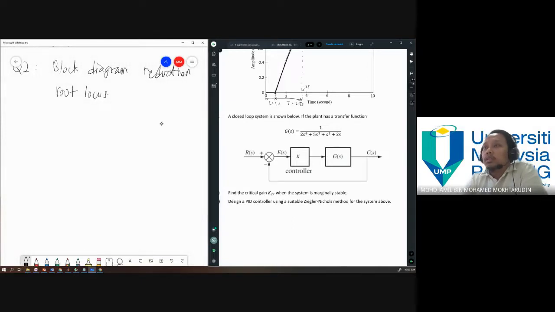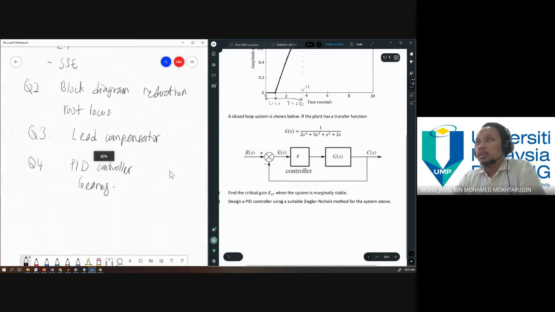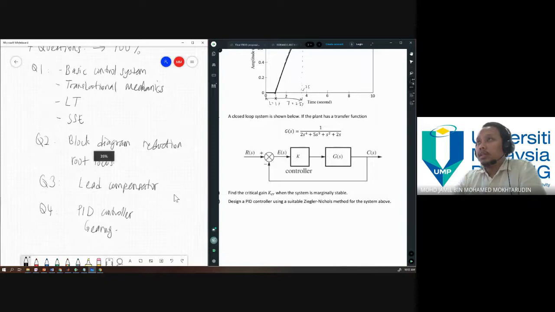Question 3, lead compensator. And question 4 is about PID controller and gearing. So these are the topics that will come up in your final exam. Final exam is 60%.